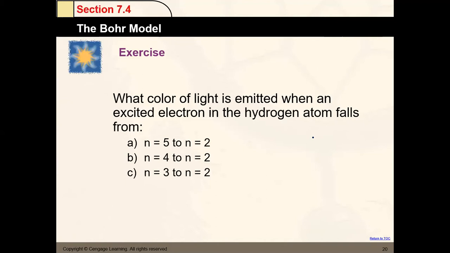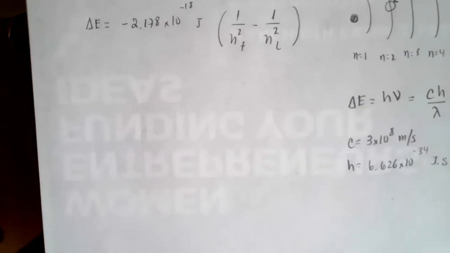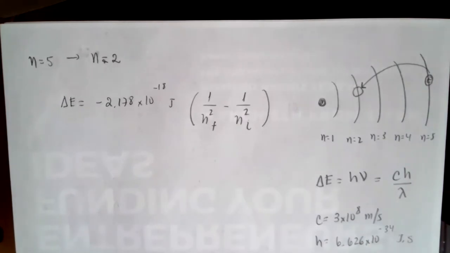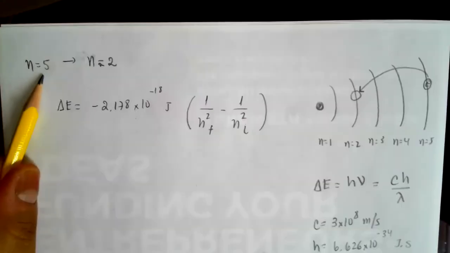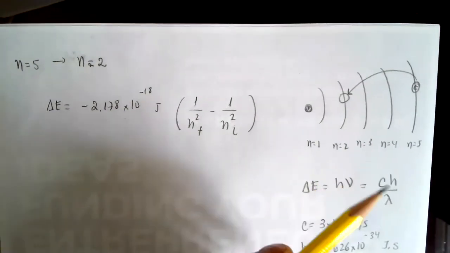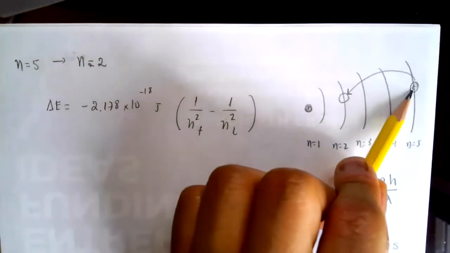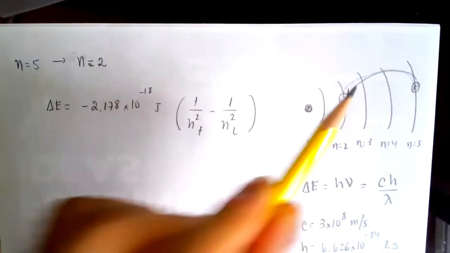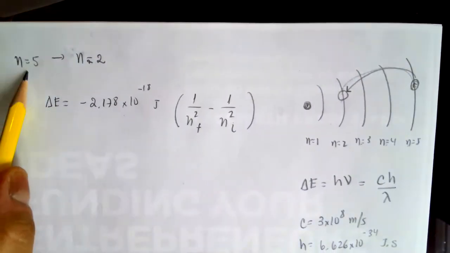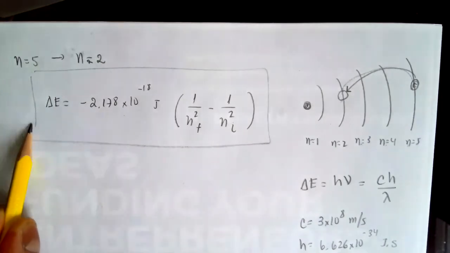Okay, so what color of light is emitted when an excited electron in hydrogen falls from energy level 5 to energy level 2? Let's do this one. I will do more of this in the solve problem part, but I just wanted to start with this problem. I have an electron that moves from energy level 5 to energy level 2. This is a representation: energy level 1, 2, 3, 4, 5, the electron goes from this level to energy level 2. So for that, I have to use the Niels Bohr equation for electron transition.